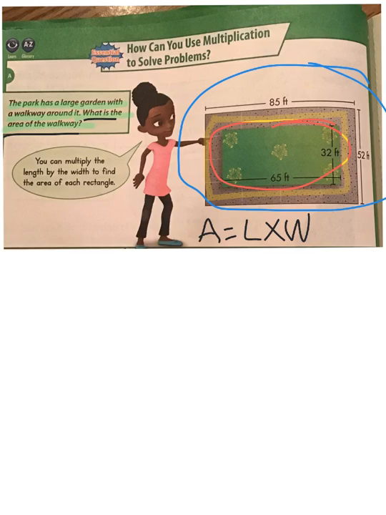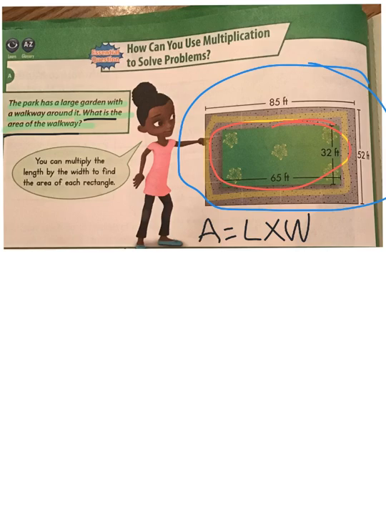To solve this problem, we have to do several steps. First, we have to find out the area of the park. Then, we have to find out the area of the garden. Last, we need to subtract the difference to find out the yellow part in the middle that I just highlighted.